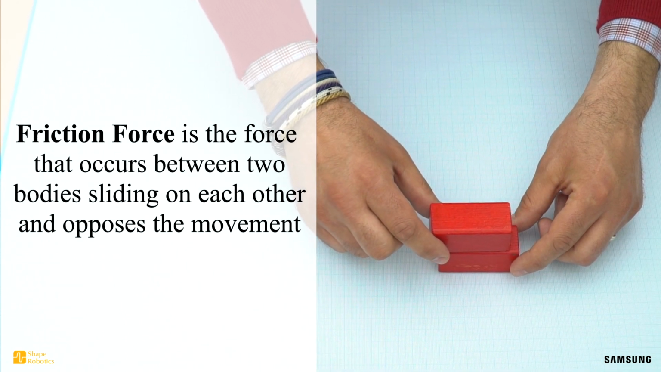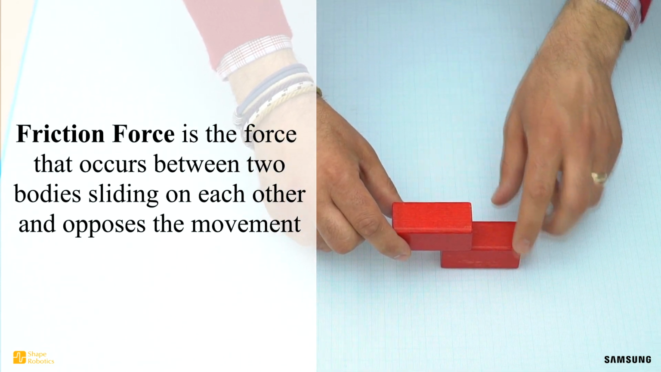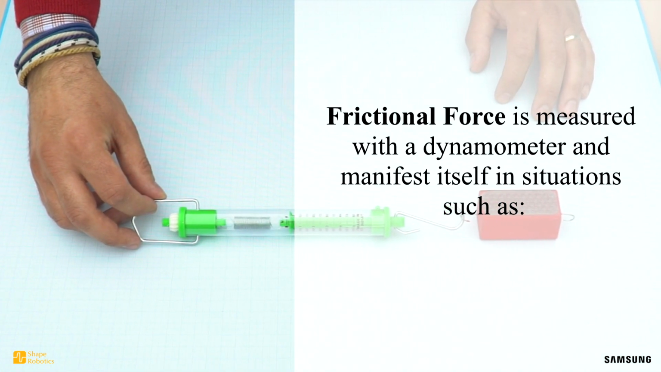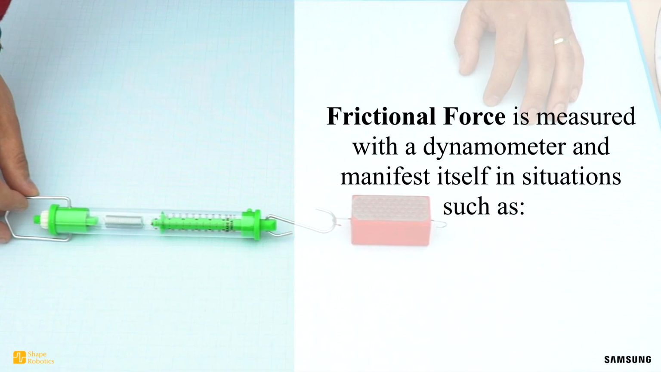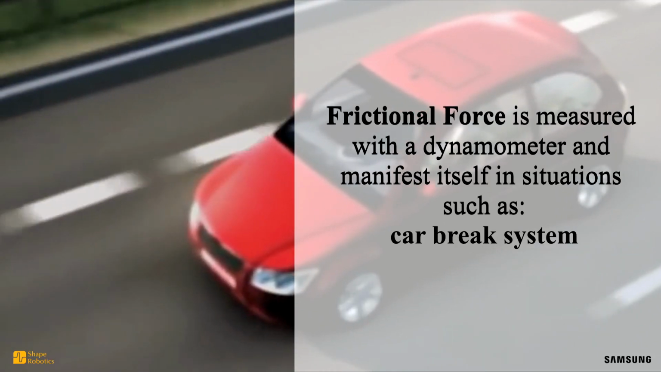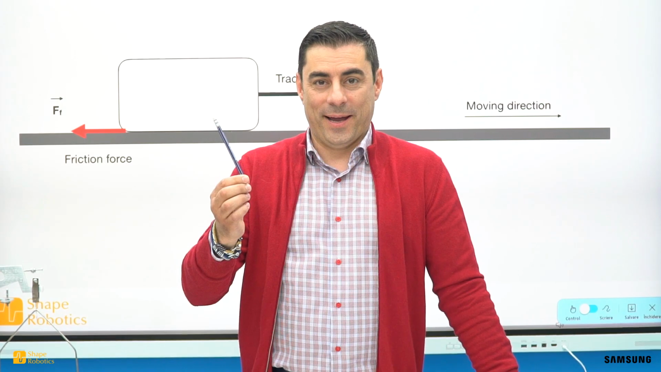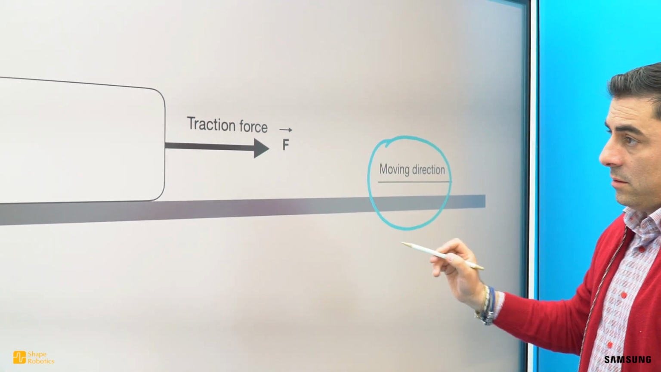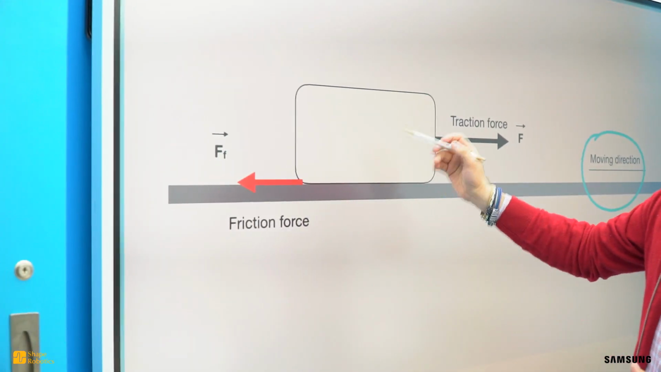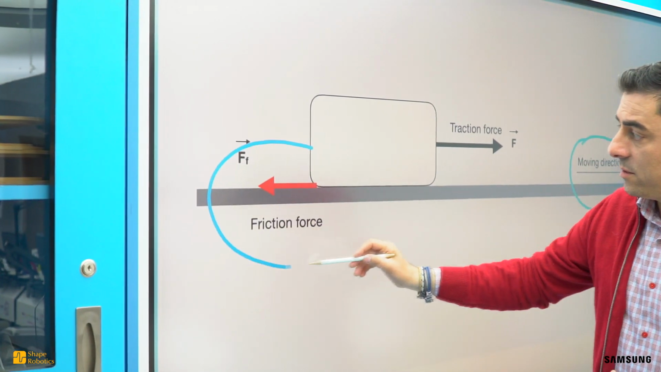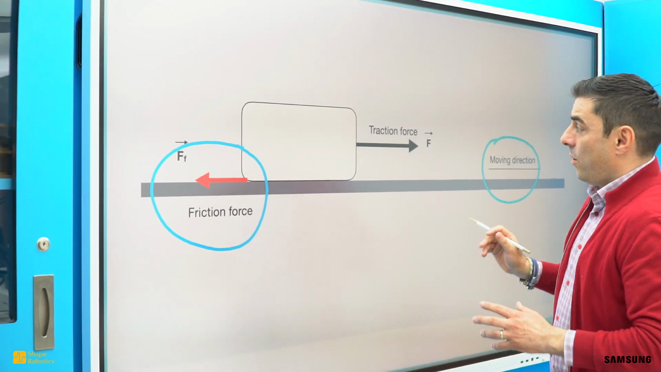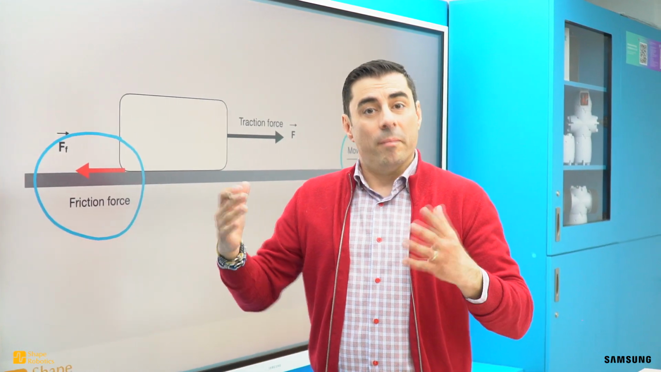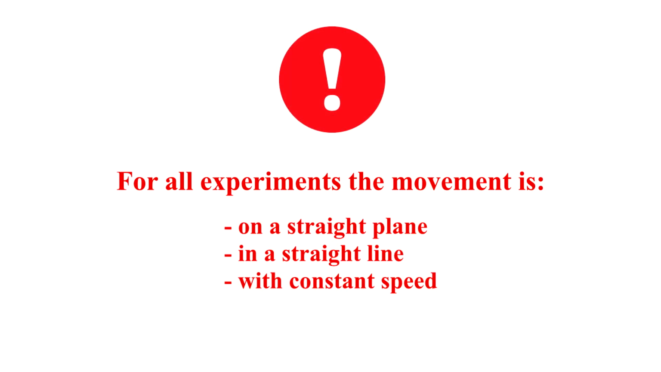Friction force is the force that occurs between two bodies, sliding on each other and opposes the movement. Friction force is measured with a dynamometer and manifests itself in situations such as walking, car brake system, writing, and even keeping this pen in my hand. Now let's take a look at the display. Having this moving direction, we can easily identify for this object where the friction force occurs. And now, understanding this, we can go to the next level and even measure this friction force.